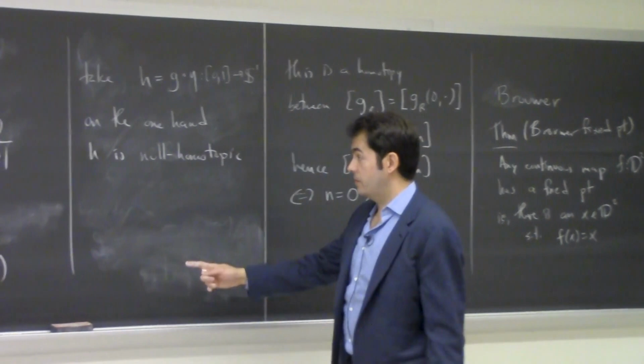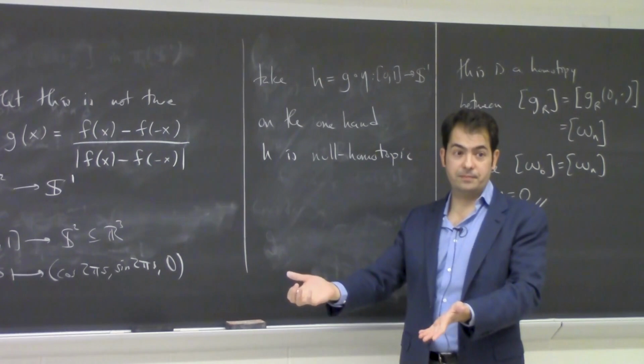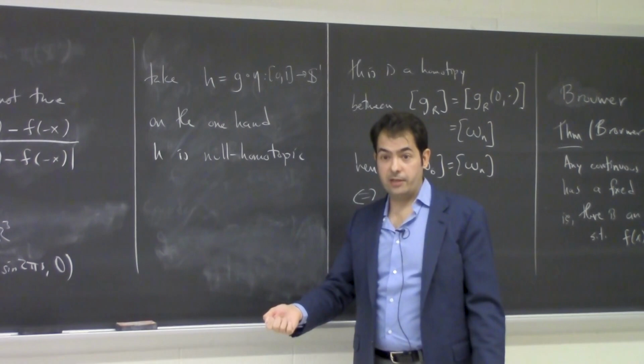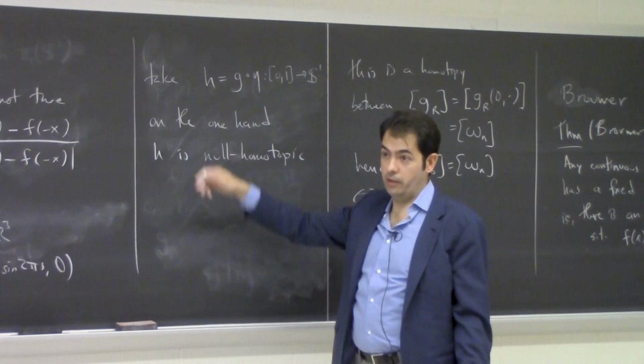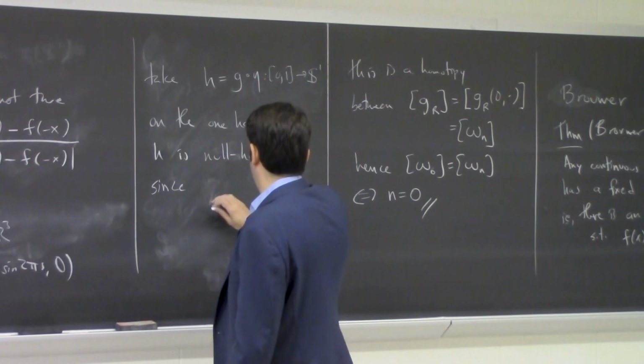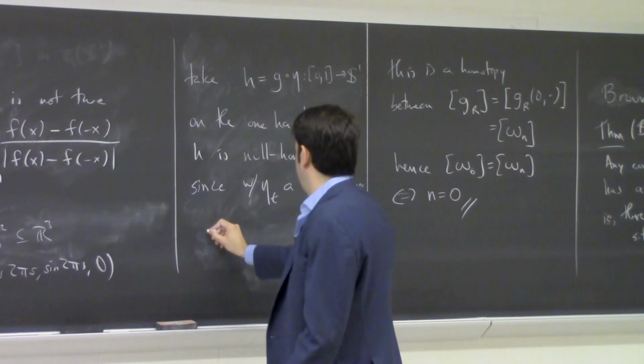Right, and why? Because the equator inside S2 is null homotopic. Right, you can just take the equator and lift it up until you get to the North Pole, and now you just have a point. So if you give me a homotopy that starts at eta and ends up at a constant map, I can just compose that homotopy with G, and that'll give me a homotopy from H to a constant map. Right. So, with eta t a null homotopy of eta, h sub t equal to g composed with eta t is a null homotopy.